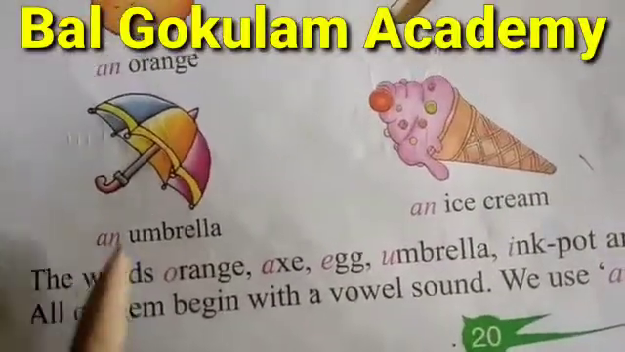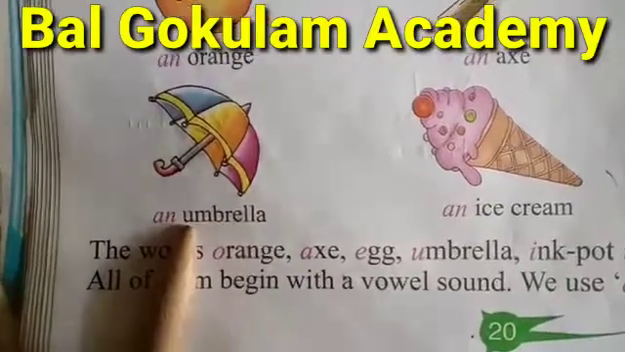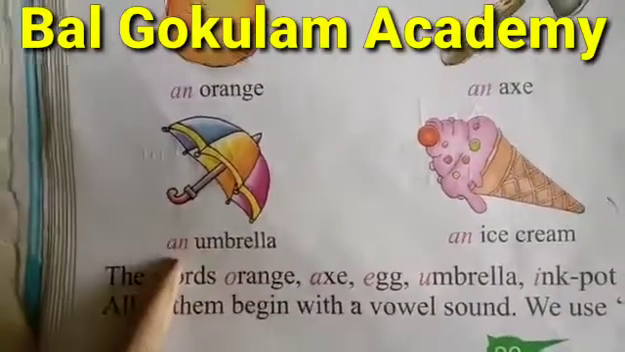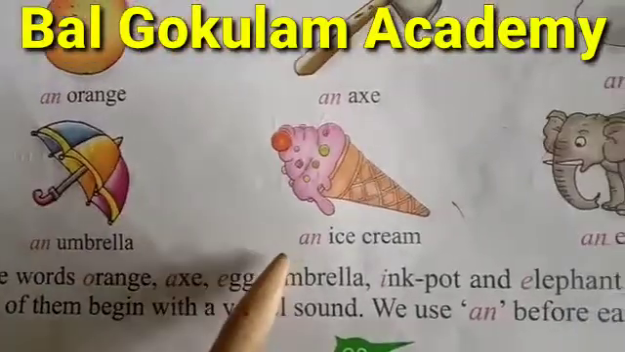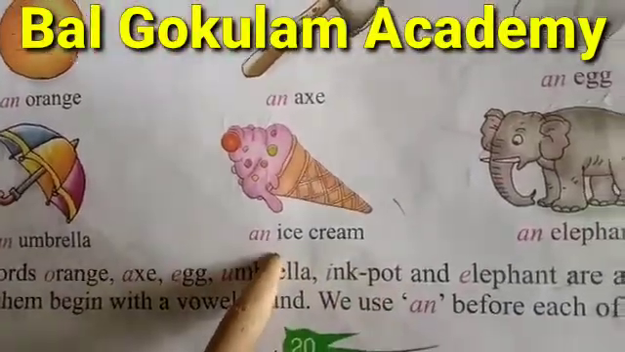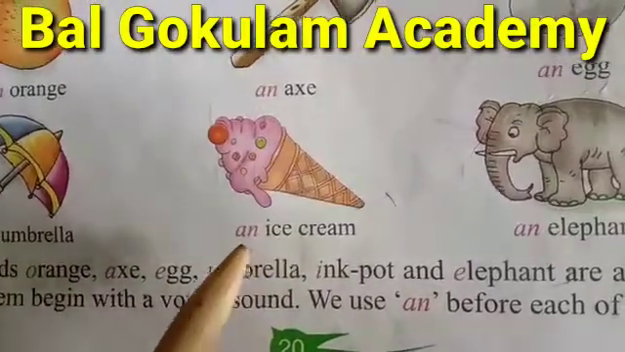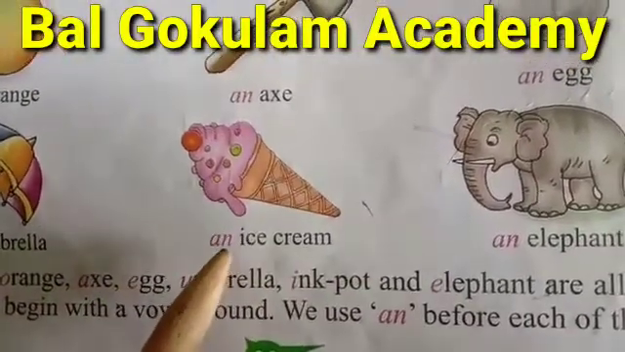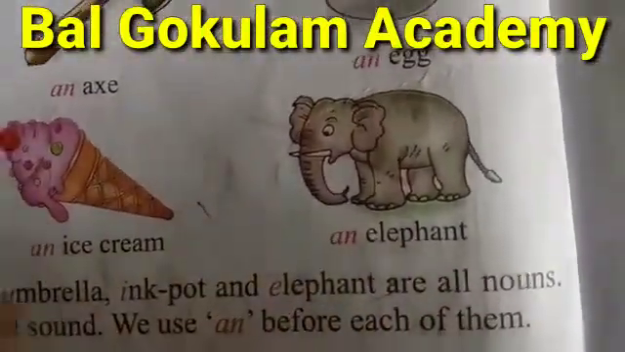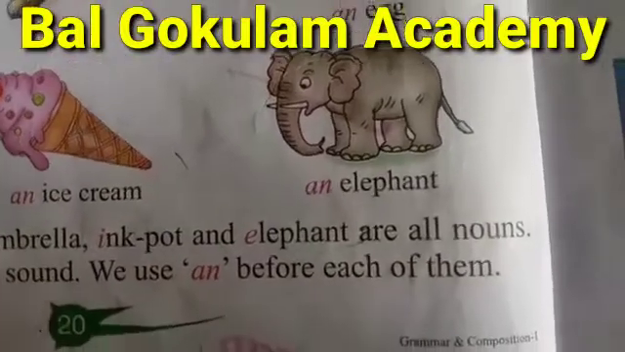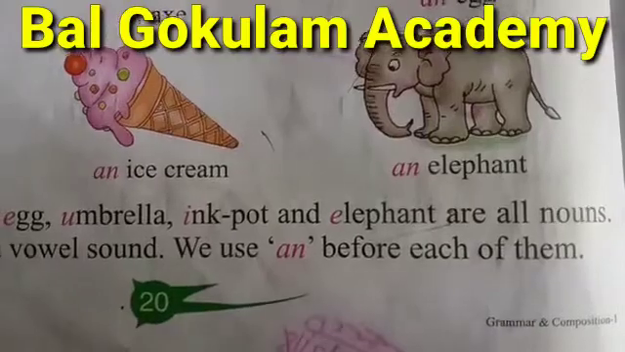Then umbrella. Umbrella also sounds begin with vowel. So we put here an umbrella. And ice cream. It also sounds begin with vowel. So we put here also the article an ice cream. And elephant. It also starts with vowel. So we put here also the article an.